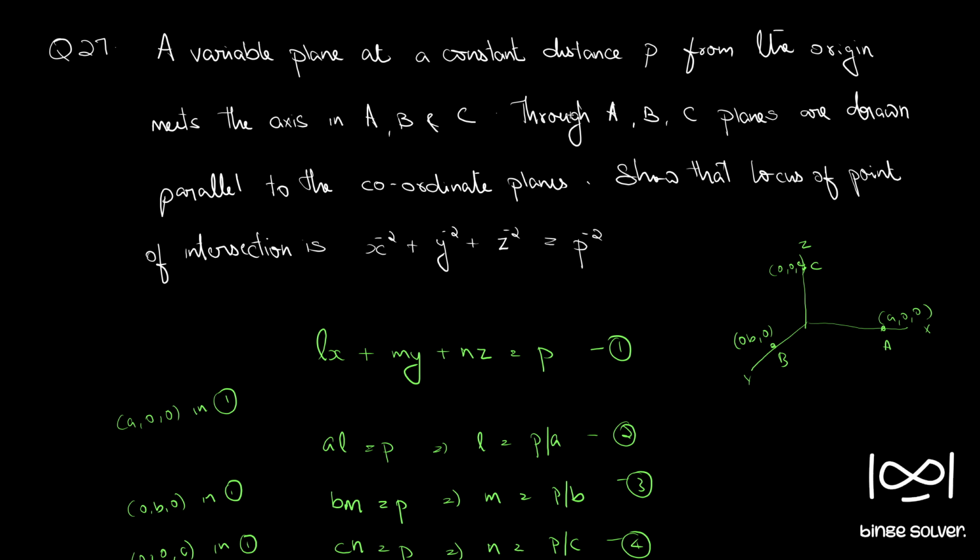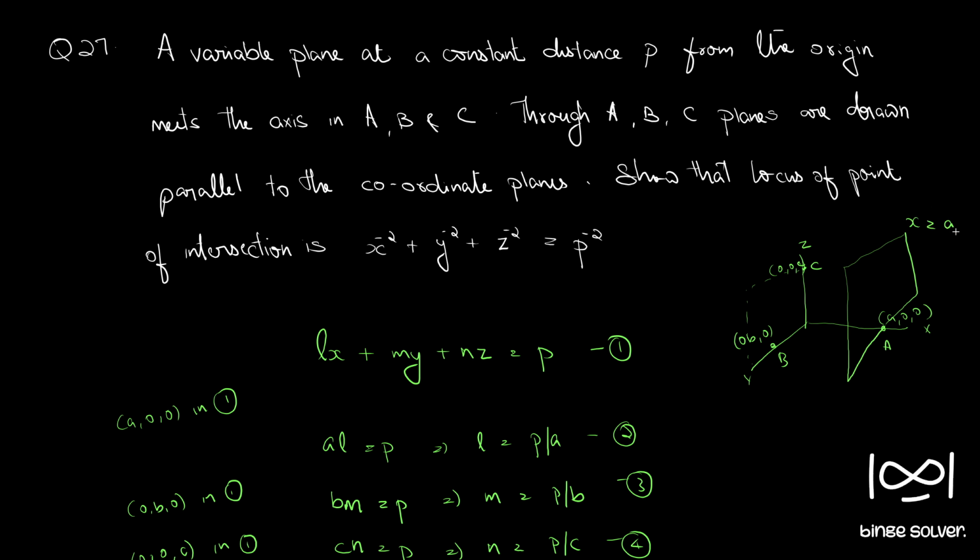In the question it is given that through A, B, C, planes are drawn parallel to the coordinate planes. So how can we draw these planes? This is how you can draw a plane parallel to the coordinate plane. Here it is parallel to the YZ plane, right? We have already learned such a plane will have the equation x is equal to a.